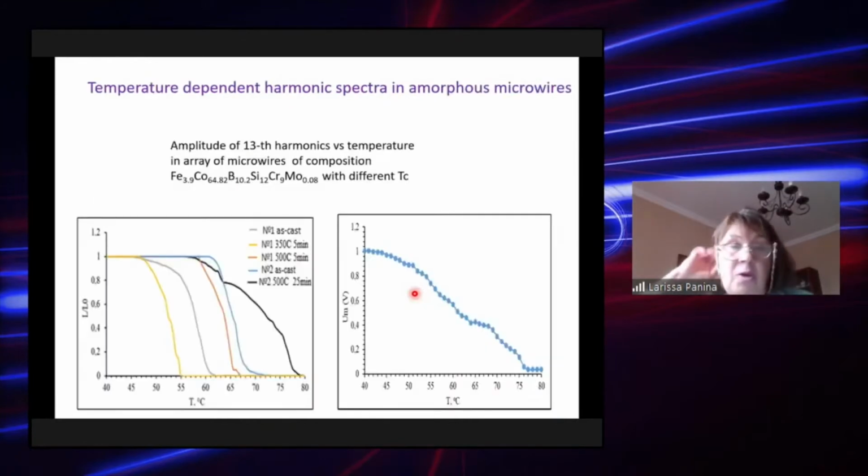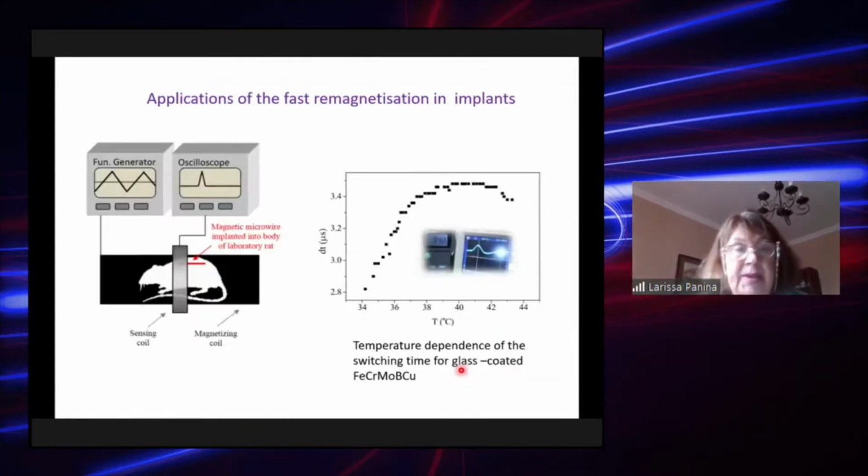This is an example of a harmonic spectrum for a number of wires with slightly different Curie temperature. So it is possible to realize an almost linear change in the high harmonics amplitude. In here, this is the 13th harmonic shown. This kind of behavior of microwires can be used for controlling temperature.